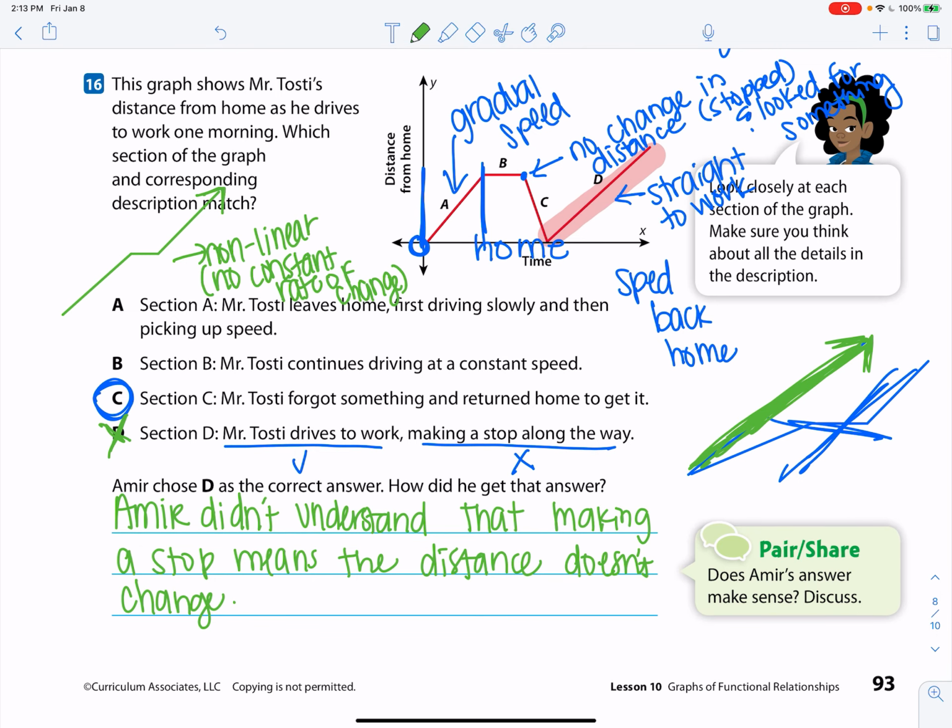Okay, so that's what we'll say. Section D shows a constant change in distance.